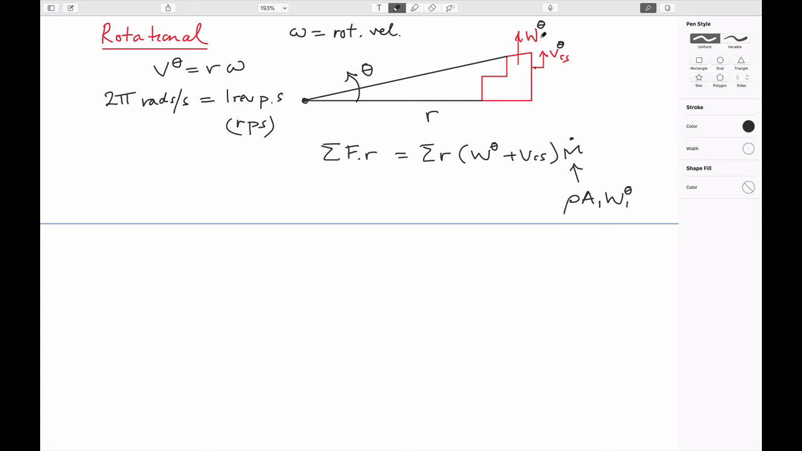I guess we could call that 1 if we wanted to. This would be the area A1 along here. So we can always define the mass flow rate. It's relative to the motion of the control surface, which will be attached to this thing here.